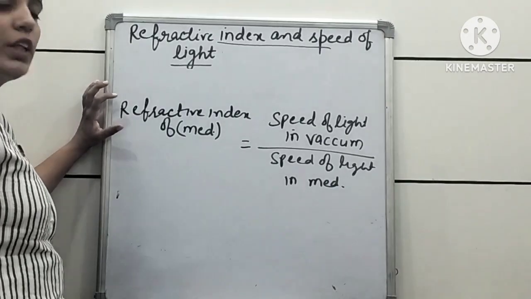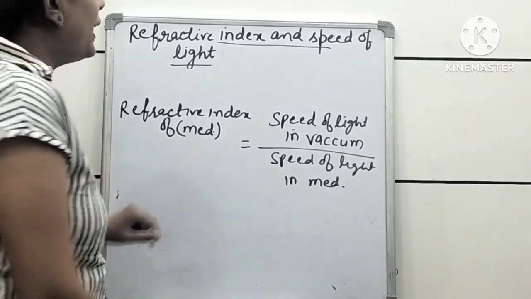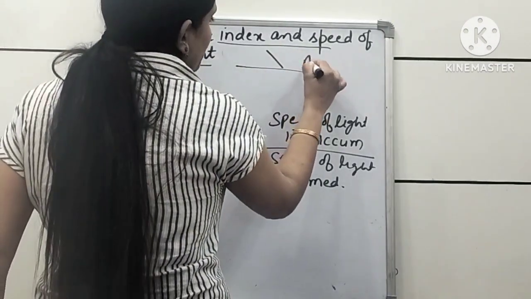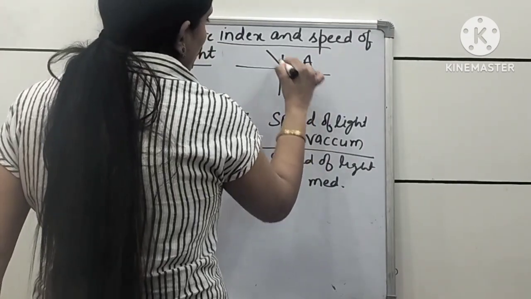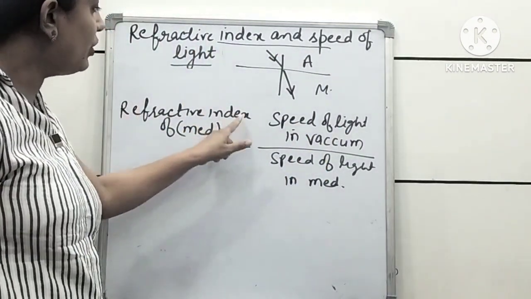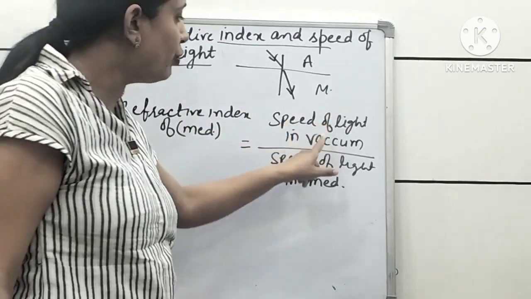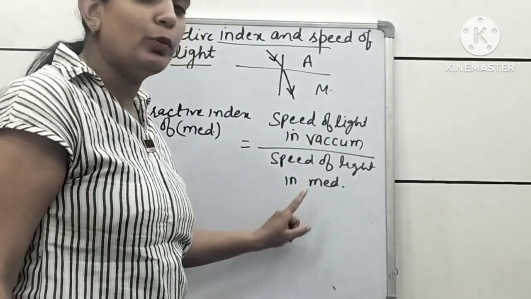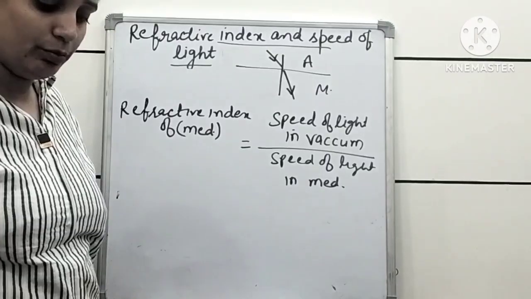If we find out the refractive index of a medium when the light goes from air to any medium, the formula is: refractive index of the medium is equal to the speed of light in vacuum divided by the speed of light in that medium.